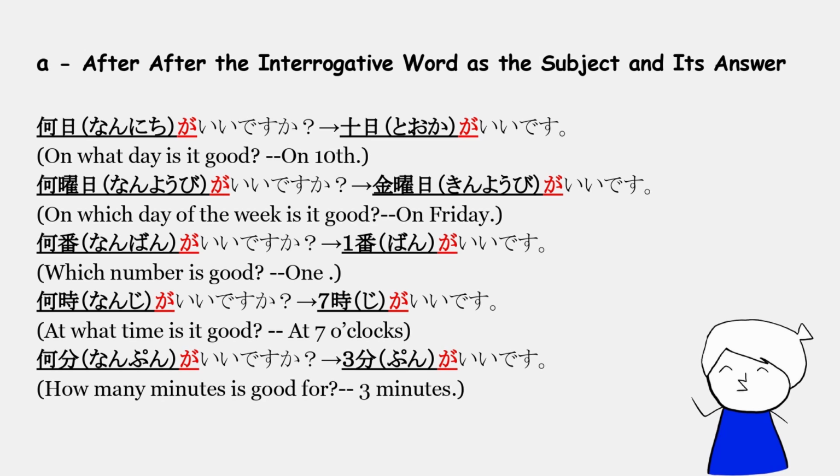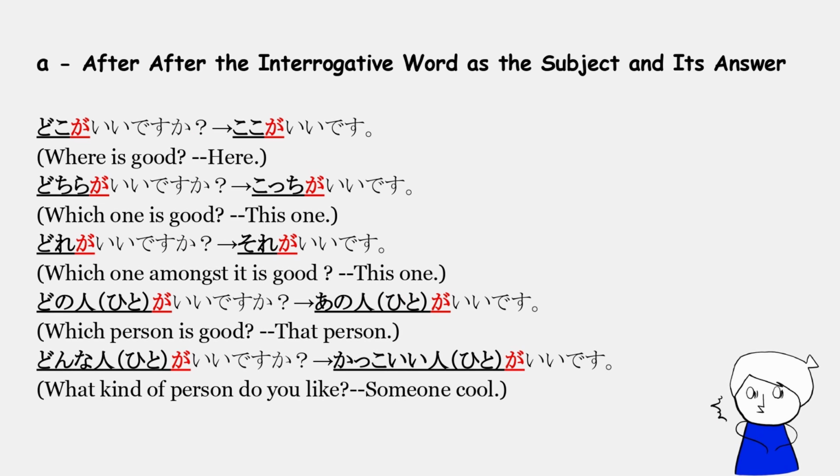And other examples. I hope the translation of each Japanese phrase is good for you to understand the meaning. Like before, pause the video and take a time to read a bit. And yes, there still are more. Don't worry even if you can't understand the phrase or its grammar. The important thing is that you need ga after the interrogative word as a subject and its answer. Pause the video and take a look at the phrases.